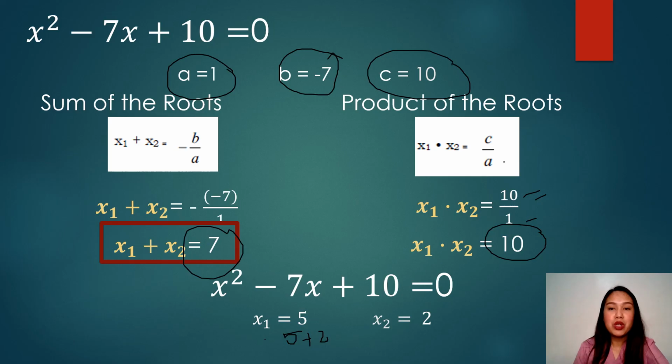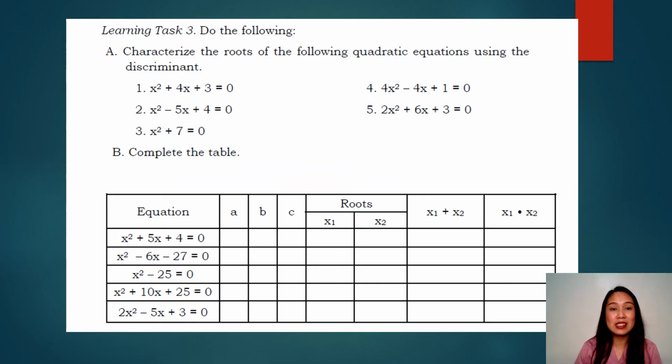Now, remember, this is the product of the roots. Our roots are 5 and 2. If we multiply 5 times 2, it gives you 10 also. So that is the sum and the product of the roots. This is what you're going to use to supply your answers on the last table in learning task 3. So this is learning task 3. You can use the formula that I have given to you a while ago to answer this part of learning task 3.